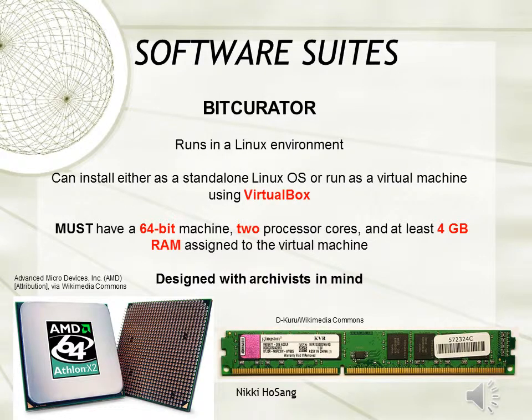There are two big software suites under consideration for use at ECHS. The first is BitCurator, which is notable because the programs in its software stack are geared for archivists. It can be installed either as a standalone OS on a Linux machine, or it can be run as a virtual Linux machine within a Windows machine. To do that, you're going to need a virtual machine manager called VirtualBox, which is also freely available. And to do this, we will need a 64-bit machine with two processor cores, and at least 4 gigs of RAM partitioned to the virtual machine.